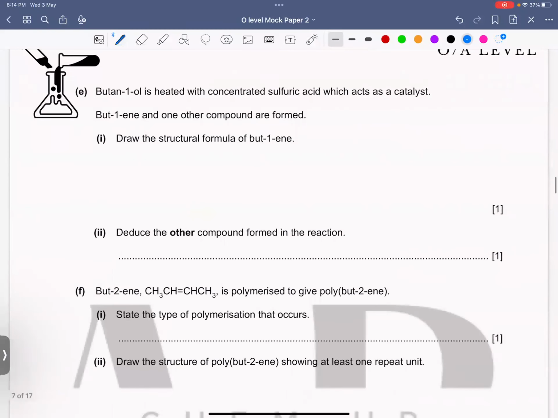Now, key part. Butan-2-ol heated with concentrated sulfuric acid, which acts as a catalyst, but-1-ene and another compound are formed. So see, they have provided you the information over here. This reaction is not part of the syllabus. That's why they have provided you which one is the reactant and what product they are forming.